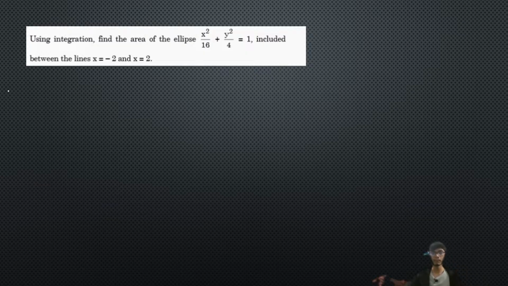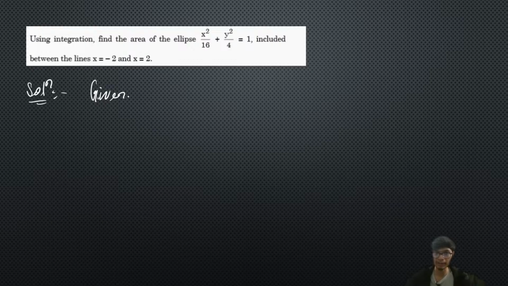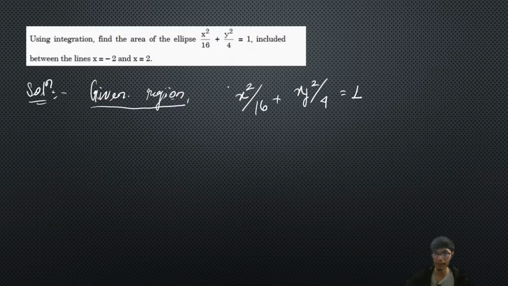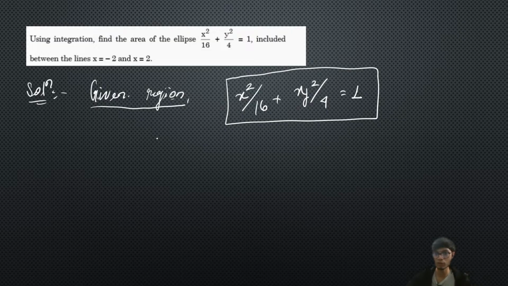So again, with the help of this integral, we have to solve for the area under the curve, right? Let us first of all understand what the region is. In order to solve questions of area under the curve, I will again mention my region. First of all, my region is bounded by this ellipse x square by 16 plus y square by 4 is equal to 1, right? And this ellipse is also bounded by two lines, between x is equal to minus 2 and x is equal to plus 2, right?